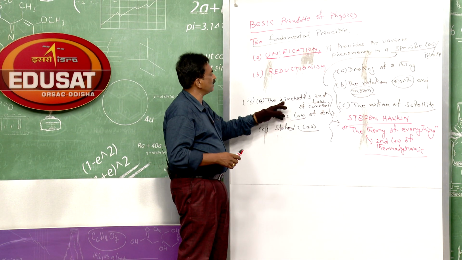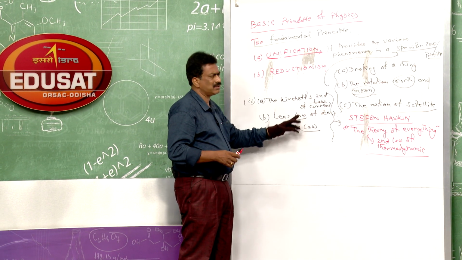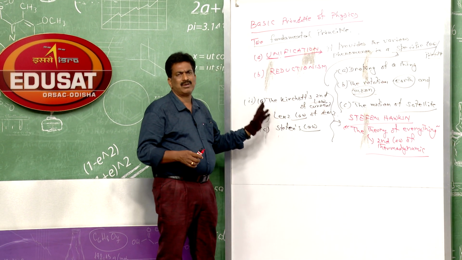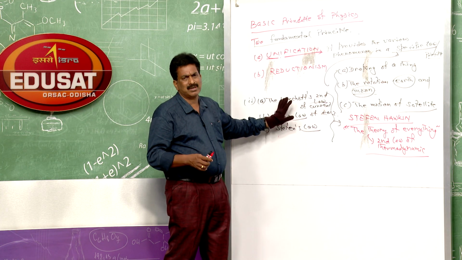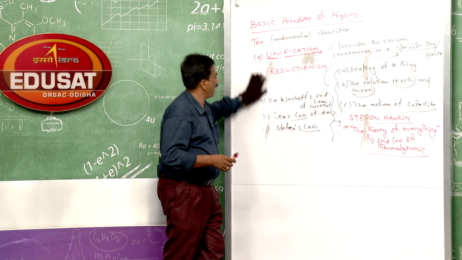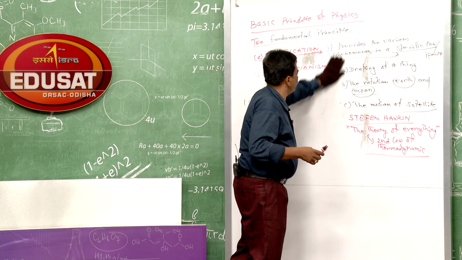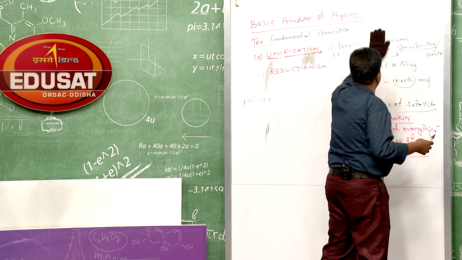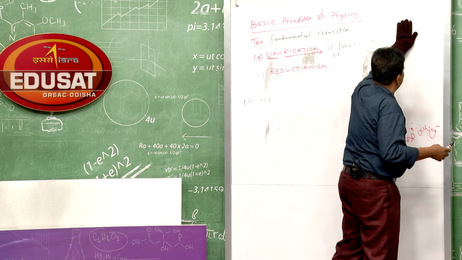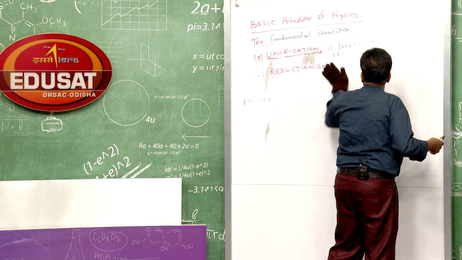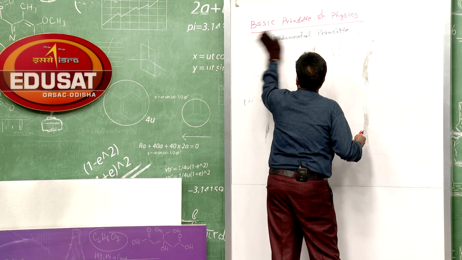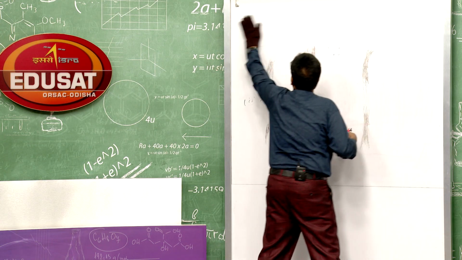And the second one is Kirchhoff's second law, Lenz's law, and Stefan's law. These are governed by the principle of conservation of energy. Now we will discuss another example, where the whole system is unified in one way.